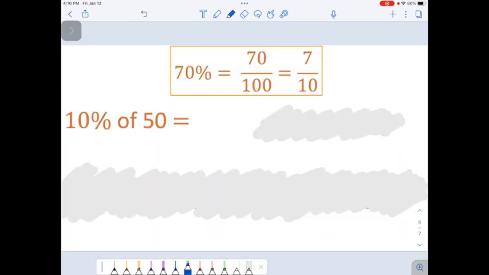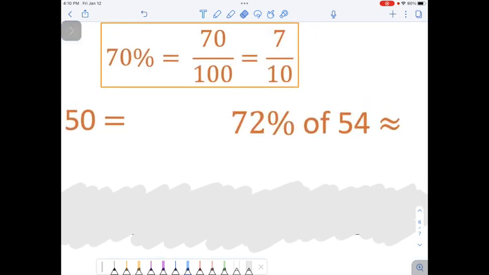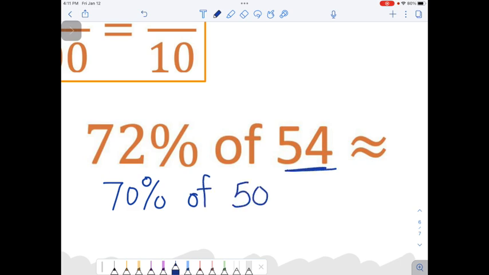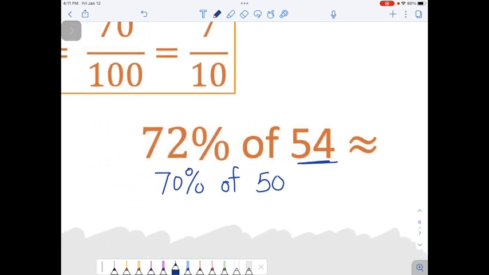This time I have 70%. I need to find 72% of 54. Oh, that's a really complicated problem. I'm going to make it a little bit easier and say 70% of, and then I'm going to round 54 and say 50 is close enough. I'm going to find 70% of 50.